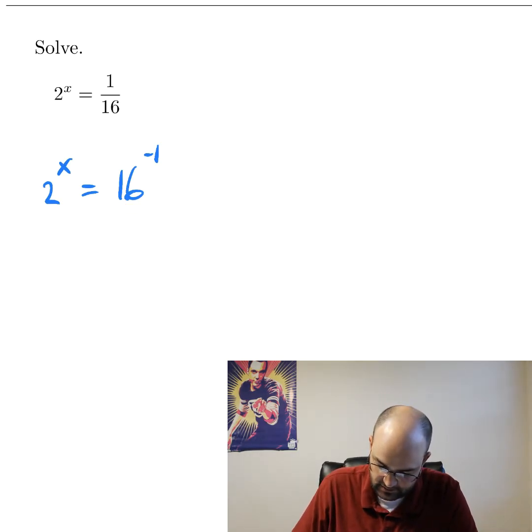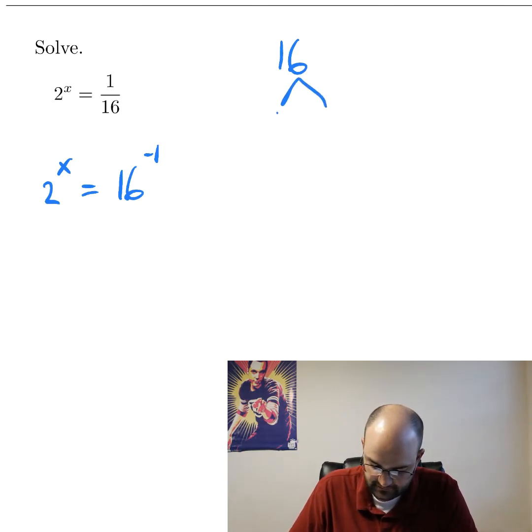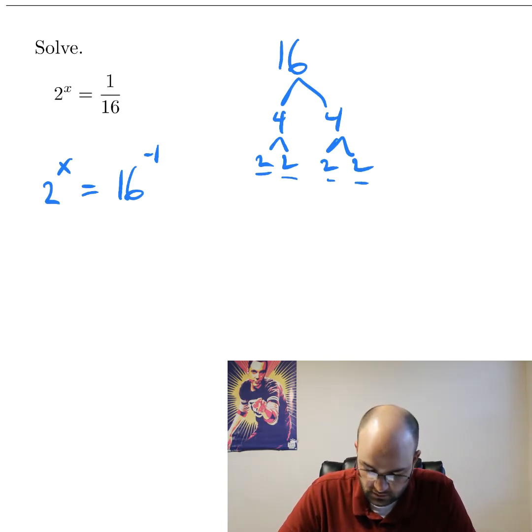Notice now that I have a base of 2 and a base of 16, and that is something I can deal with. So I'm going to take that 16 and find its prime factorization. Well, 16 is 4 and 4, and 4 is 2 and 2 for each one of these. Prime, prime, prime, prime, prime, prime. So they're all primes. Notice they're all 2's, and how many 2's do I have? 1, 2, 3, 4 of them. So we have four 2's.